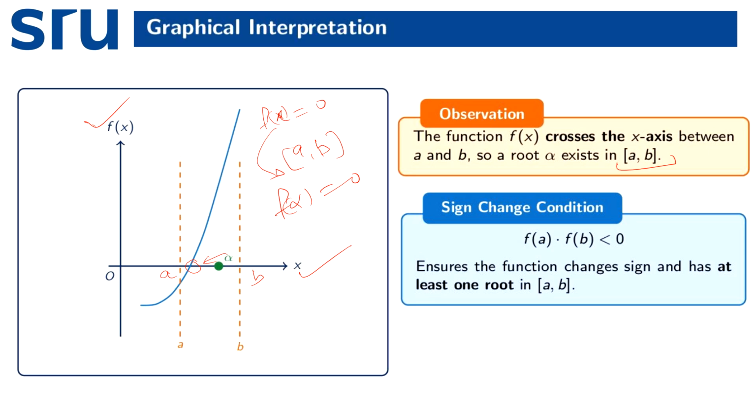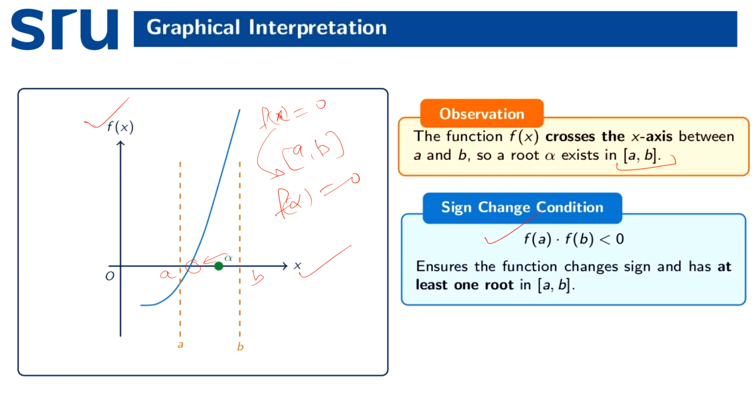Look at this condition, that is f of a into f of b less than 0. What does this mean? It means that f of a and f of b are of opposite signs. One is positive, the other is negative. And when a continuous function changes sign over an interval, meaning it becomes positive to negative, it must cross the x-axis somewhere in between, just as you can see in this adjoining figure. This ensures that there is at least one root in the interval a to b.